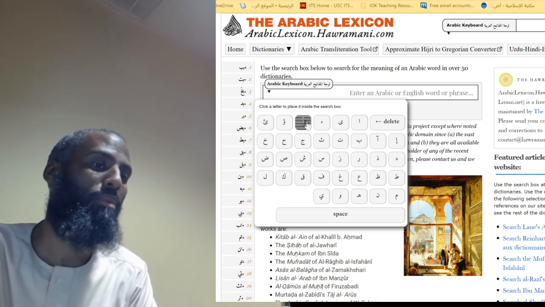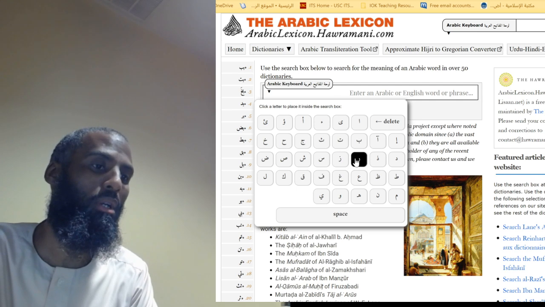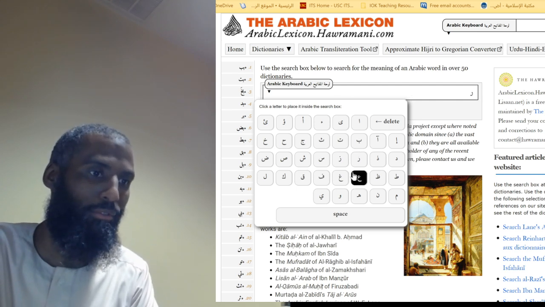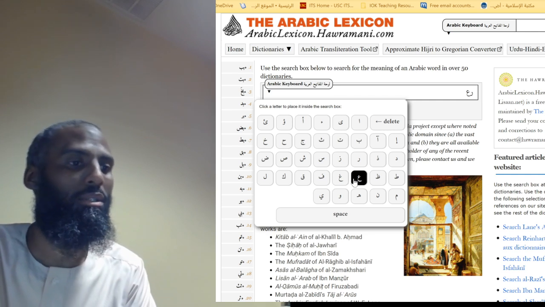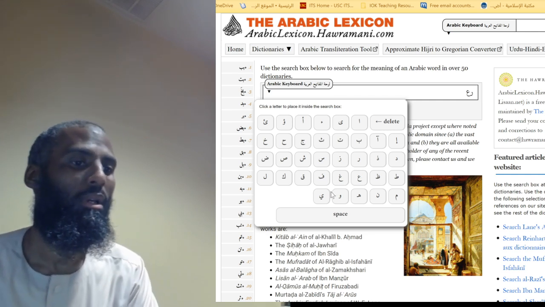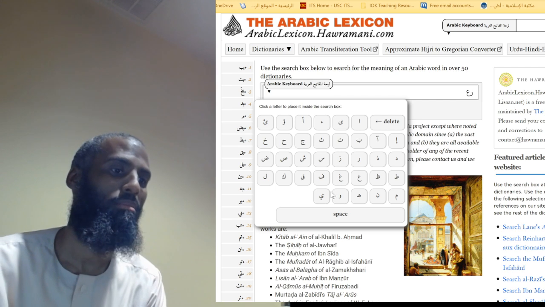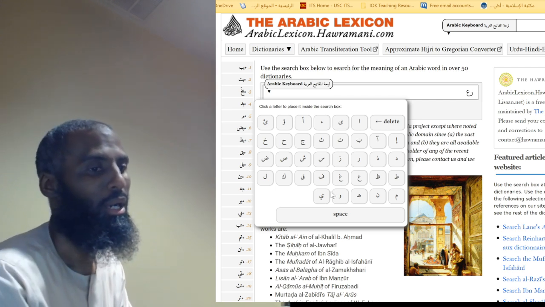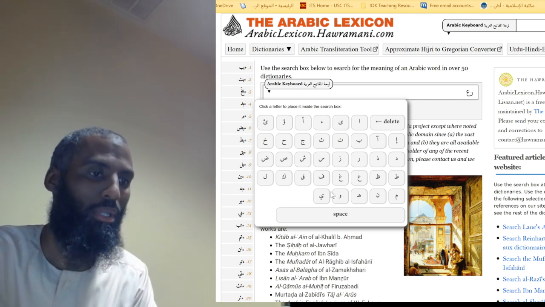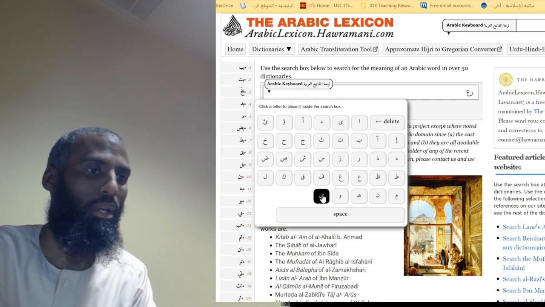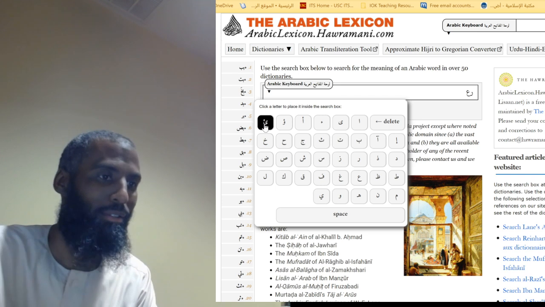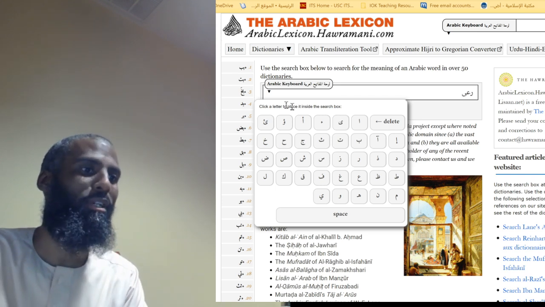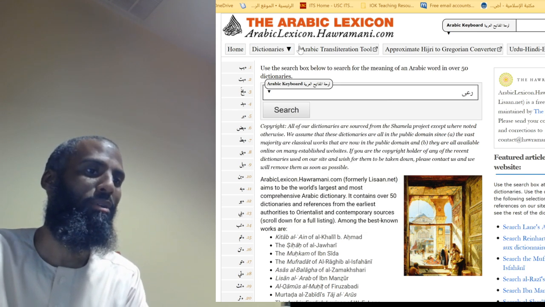So let's try one. Ra, alif, and then is there an ayn there? Let's see. Is there alif maqsura? No. Ra. Let's try this one. It's on the first one. That's not alif maqsura. No, the other one. That's an alif maqsura. Yes, thank you. Then from there, I want to go to the dictionary.